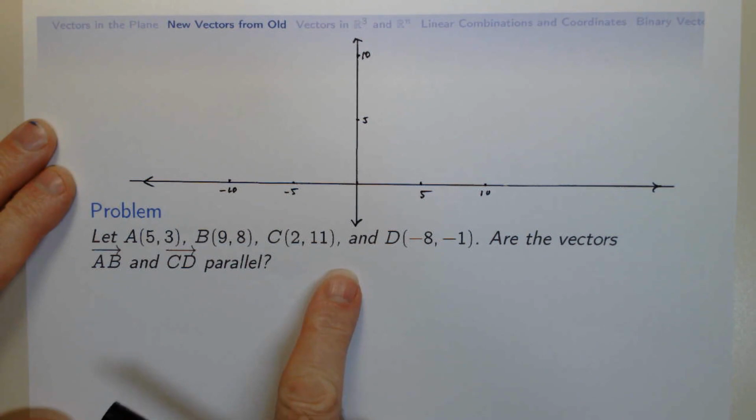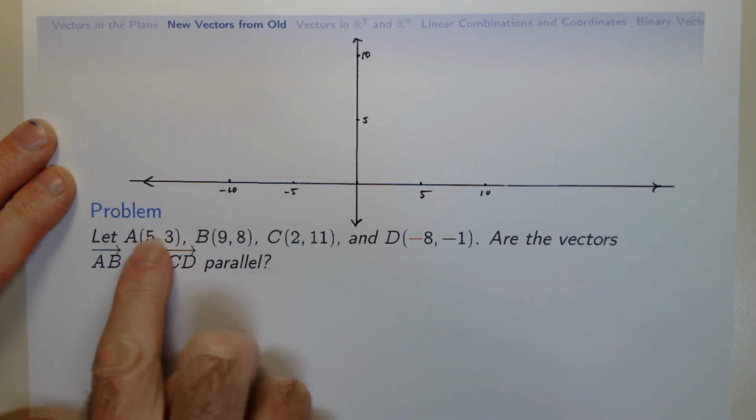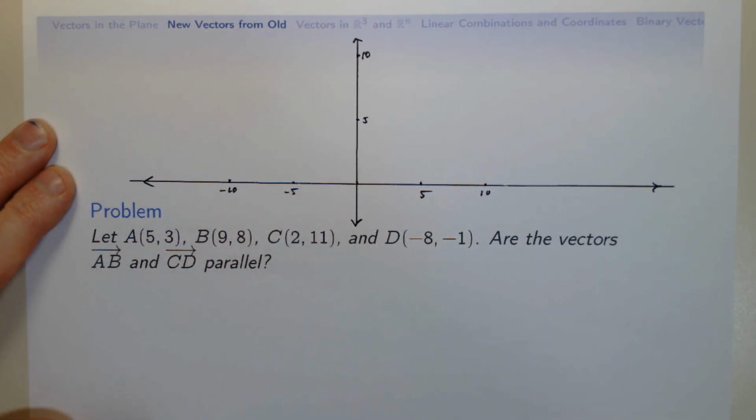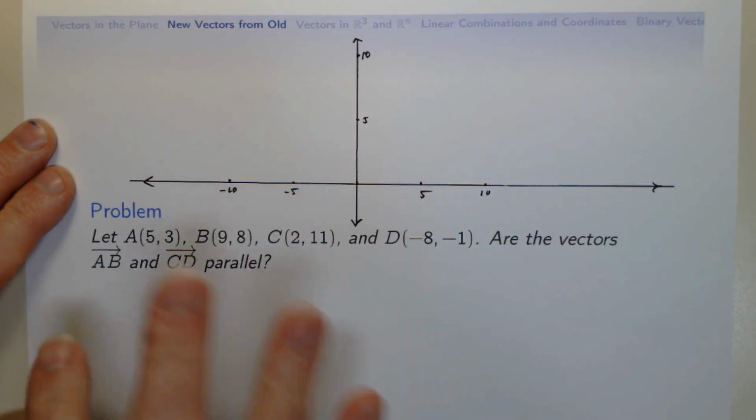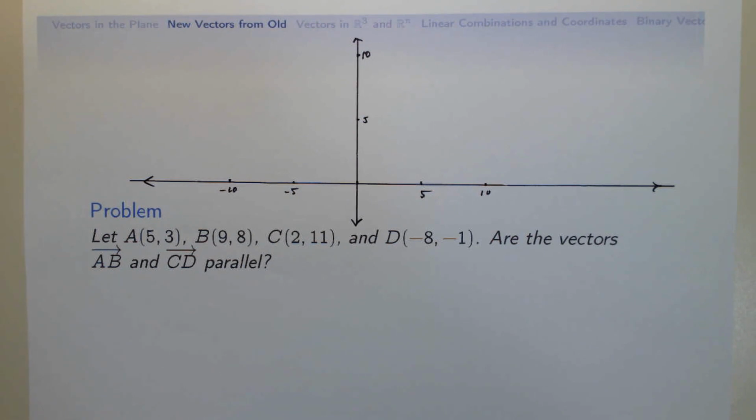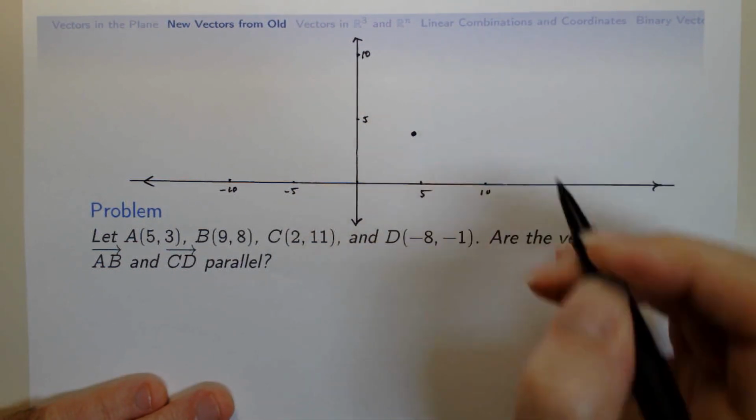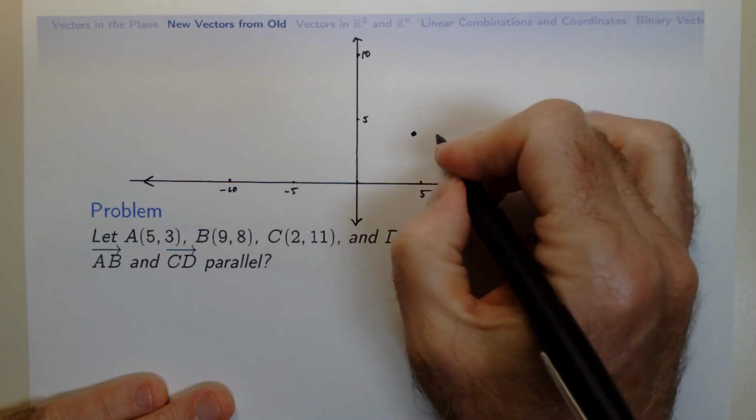The first thing I'm going to do, and this is not absolutely necessary, but I want to plot these points and draw the vectors just to get a sense of how these vectors are related to each other geometrically. And then we'll work through the rest of the problem. So let's plot these points. So A is situated at 5, 3. It doesn't have to be perfect. I'm going to put it roughly there.